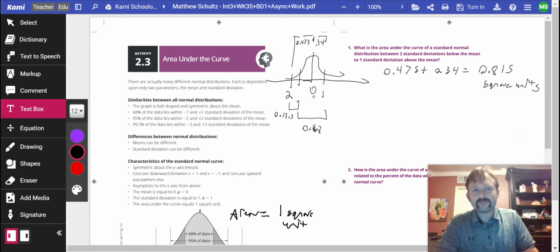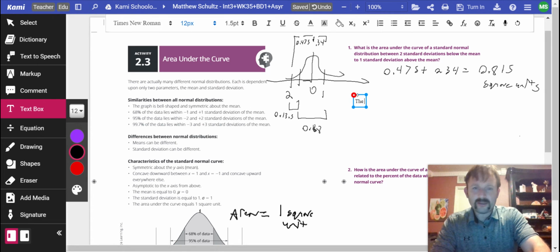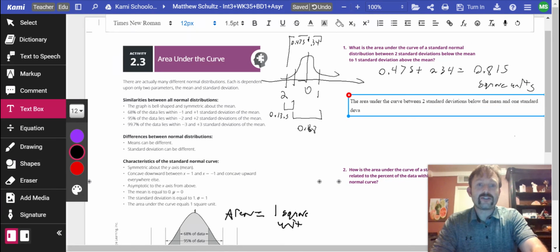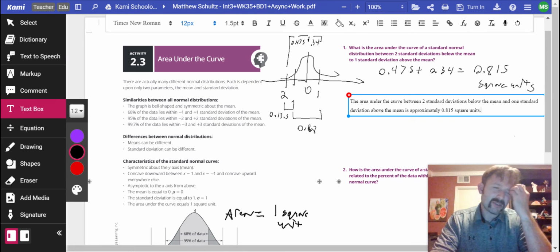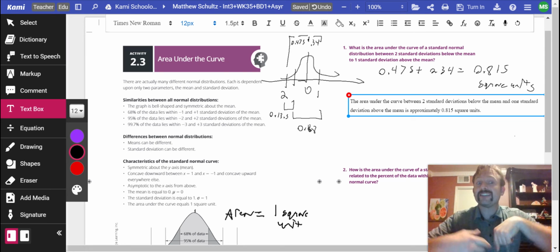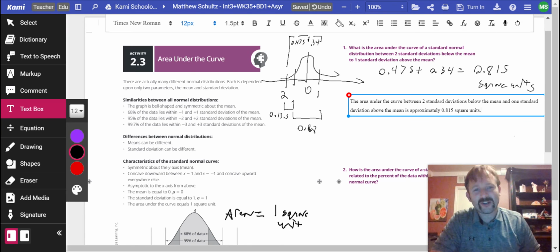So let's type this out. The area under the curve between 2 standard deviations below the mean and 1 standard deviation above the mean is approximately 0.815 square units. Now you might be thinking, Mr. Phillips, you just said that and you wrote it right there. Well, sentence questions mean sentence answers. All right, let's go on.